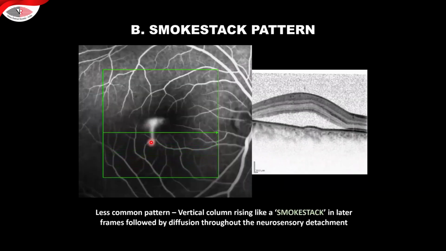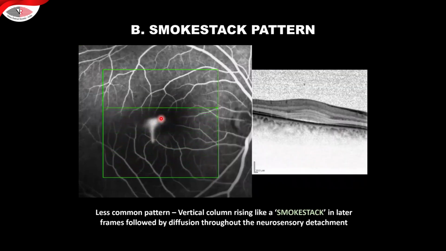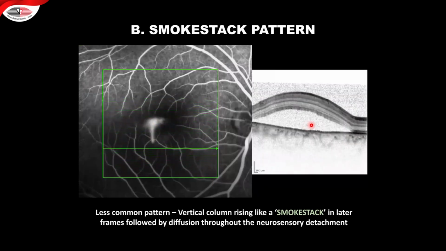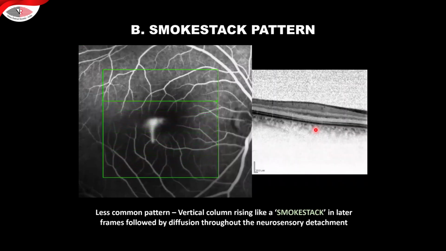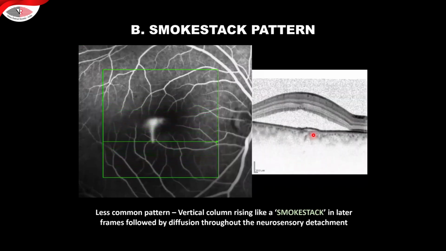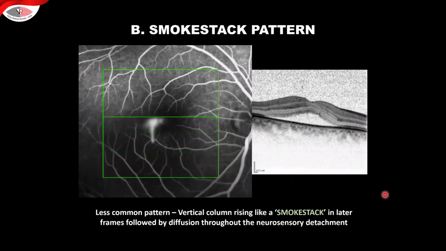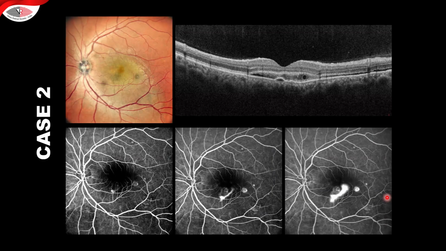This is a smokestack leak. You can see it goes up and then diffuses, and as we are doing simultaneous OCT multimodal imaging, you can sometimes see a PED near the areas of the leak. You can see here a small PED which comes up also. So here again, you see a smokestack.